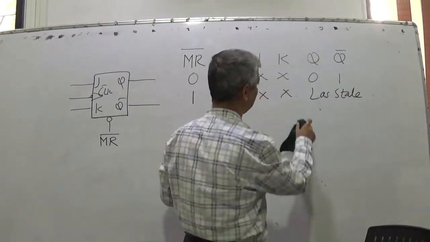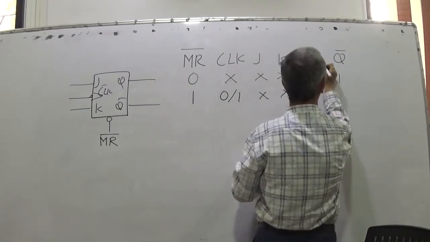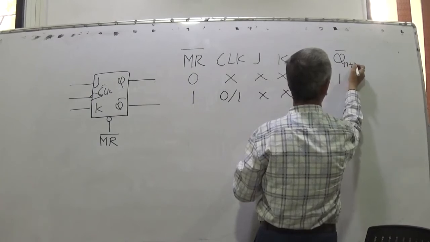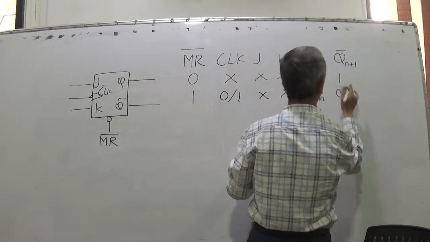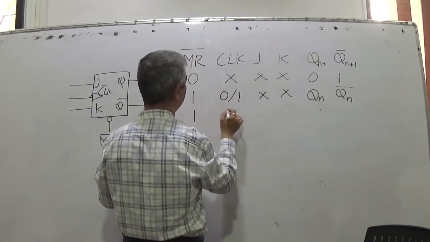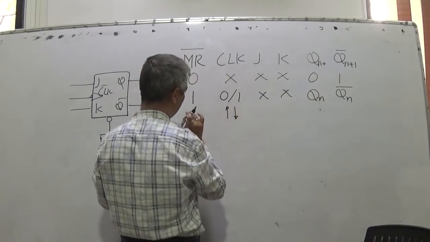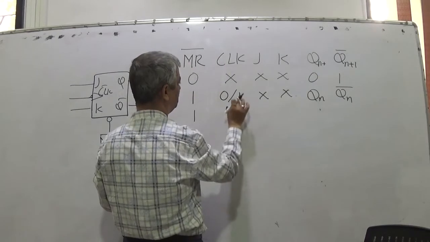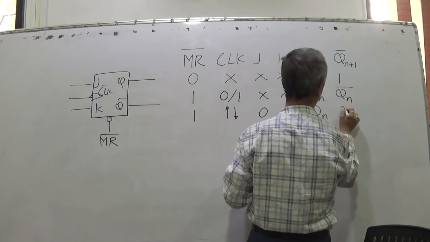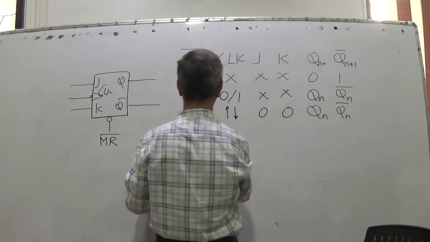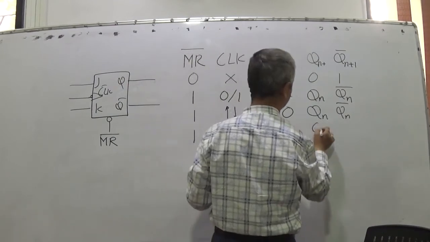Or to indicate last state, you write it as next state, Qn plus 1, Q bar n plus 1, and it is written as Qn and Qn bar. So last state, when this is 1, this is going up and then going down. Means when master is not active, clock pulse is given. That time if J and K are 0, 0, last state is maintained. Q and Q bar.